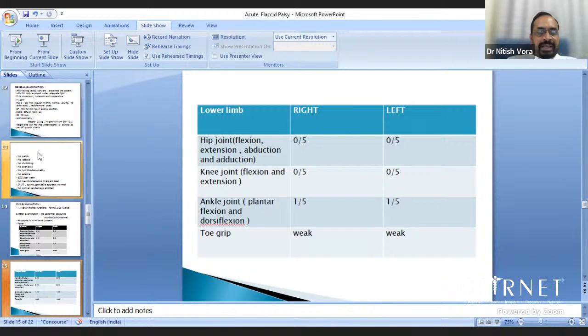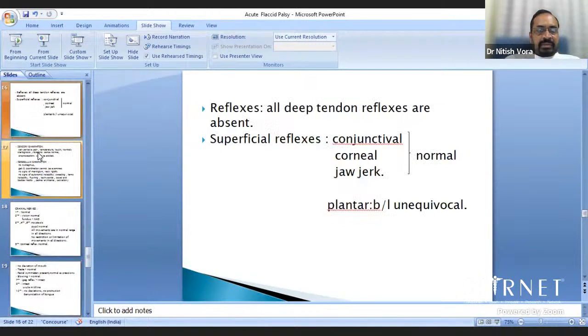Can you go again to the next slide, please? So all deep tendon reflexes are absent. So with your history of ascending weakness, hypotonia, floppy, and power very low, 2 or whatever, your deep tendon reflexes are also absent. So that's a peripheral nerve involvement. It's more likely, or something in the spine as well.